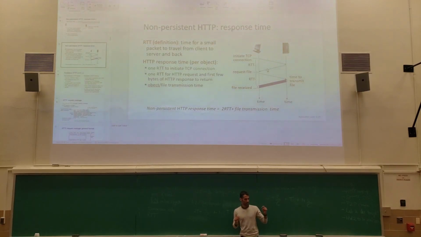I see a hand there. Would it be like two extra round trips for the user to ask the server what files do you have? The user doesn't ask the server. When it gets the base file, it looks in the base file for what inline objects are there. That's exactly the information contained in the base file. That's the whole point of the base file.